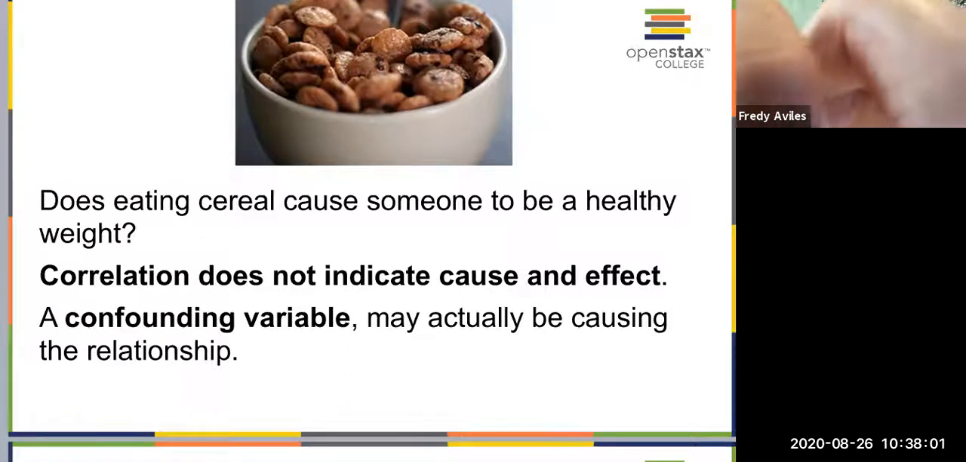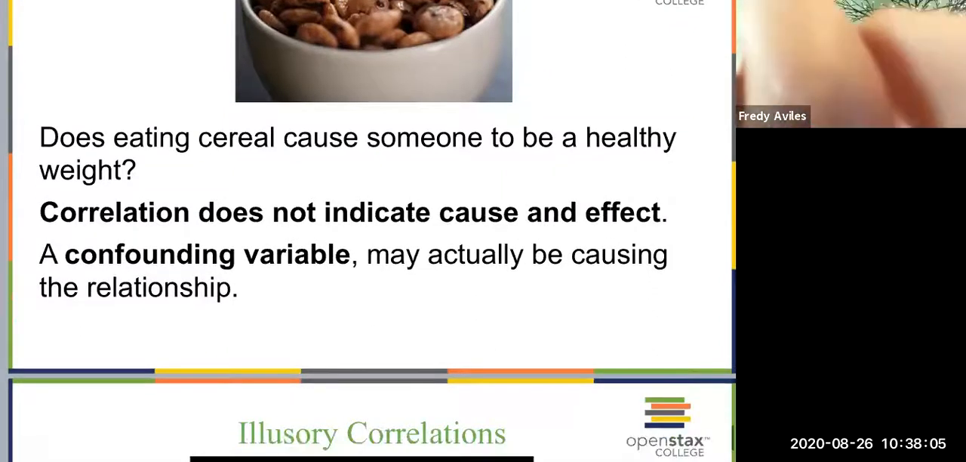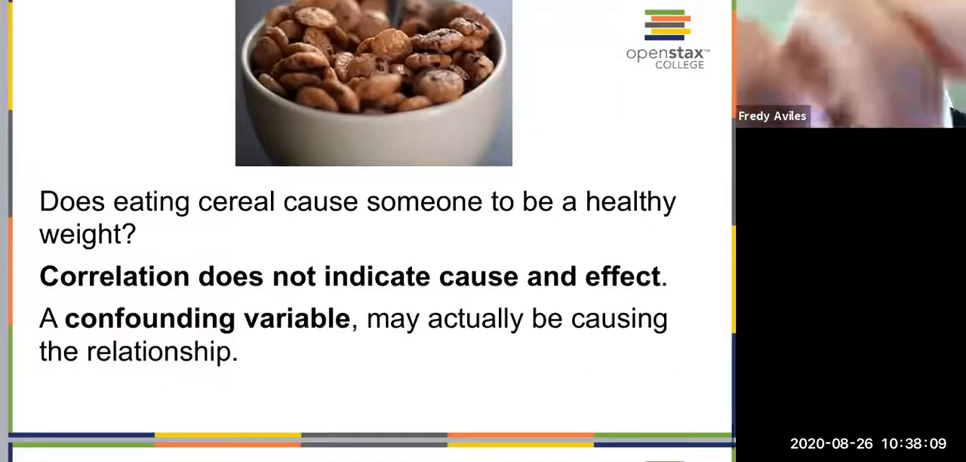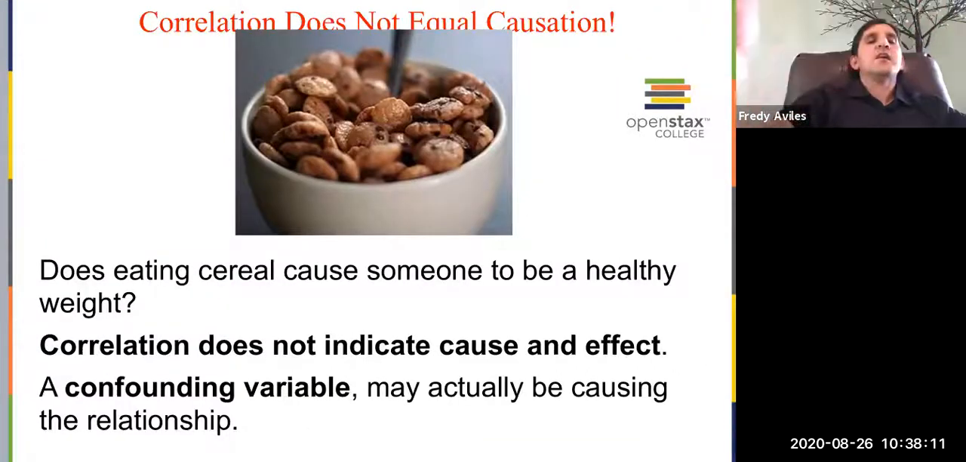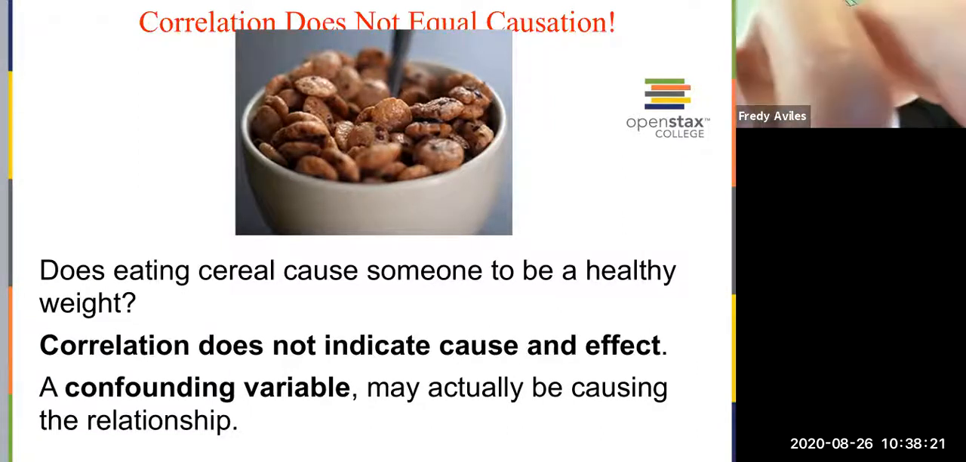We'll go through several examples in a moment. So correlation does not indicate cause and effect. There could be a confounding variable, something else that's causing the relation. In the case of cereal and healthy weight, what's actually causing the weight is the person's age. Children weigh less, and they also eat more cereal.